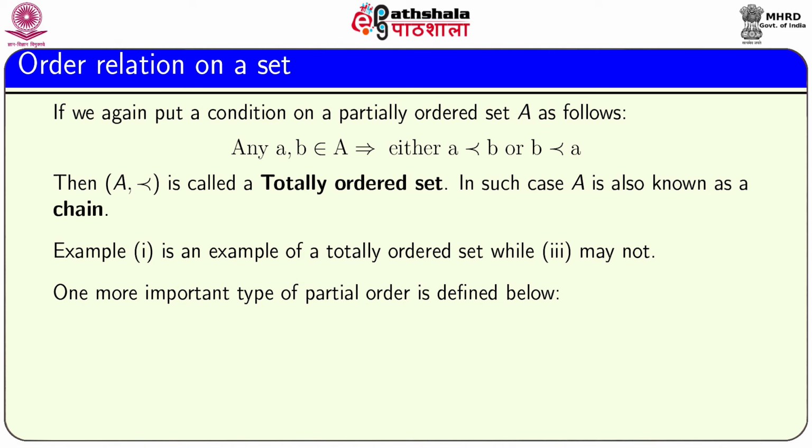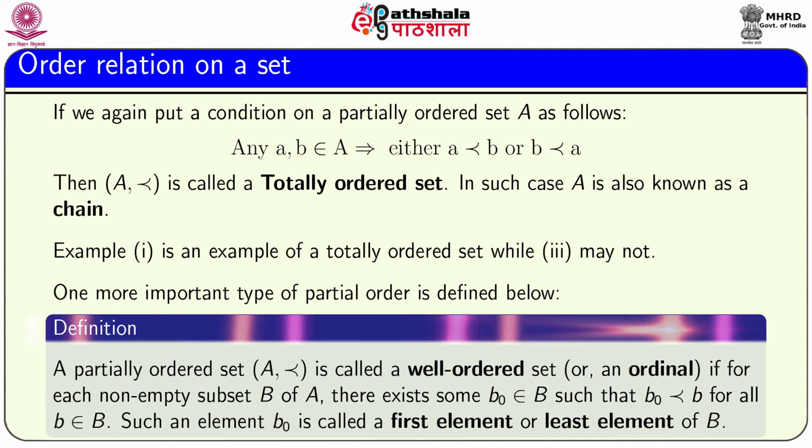One more important type of partial order is defined here. A partially ordered set A is called well ordered if for each non-empty subset B of A, there exists some b0 taken from B such that b0 ≲ b for all b belonging to the set B. Such an element b0 is called a first element or least element of B.